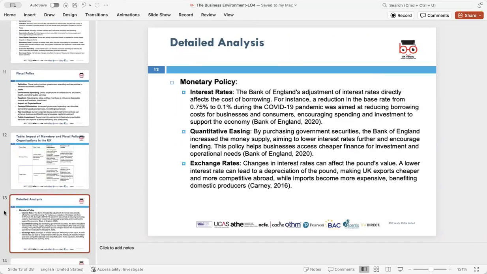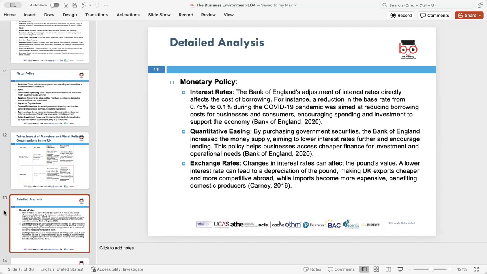Okay, so detailed analysis. First of all, we will discuss monetary policy. Obviously, as you know, monetary policy involves the regulation of interest rates and the money supply by the central bank, such as the Bank of England, to influence economic activity.